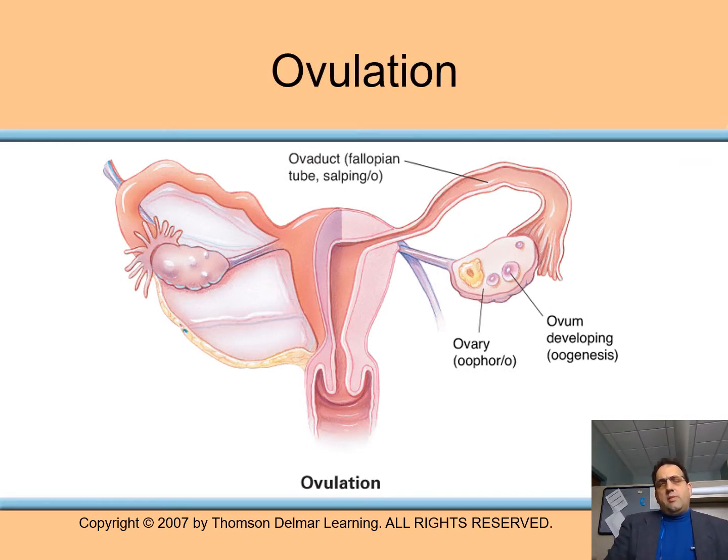Ovulation is the process of releasing an egg. So the ovum here you can see develops, is released, and then leaves a scar tissue called the corpus luteum, which we will learn about later on. The ovum, or the egg, then travels through the oviduct, or the fallopian tube, into the uterus where it will be implanted.